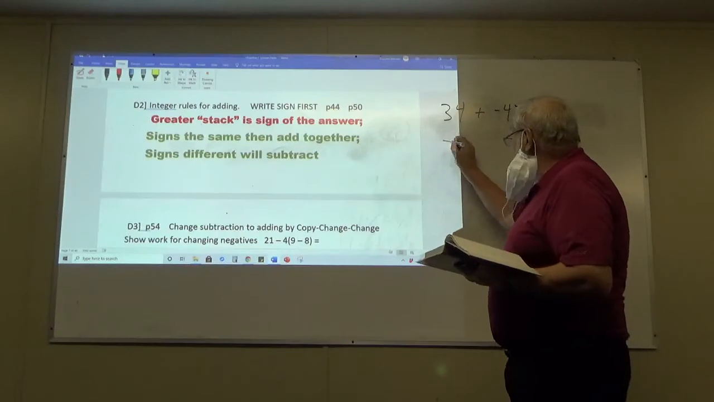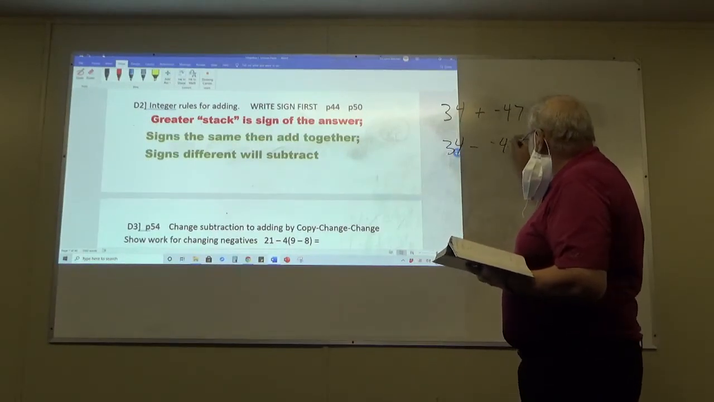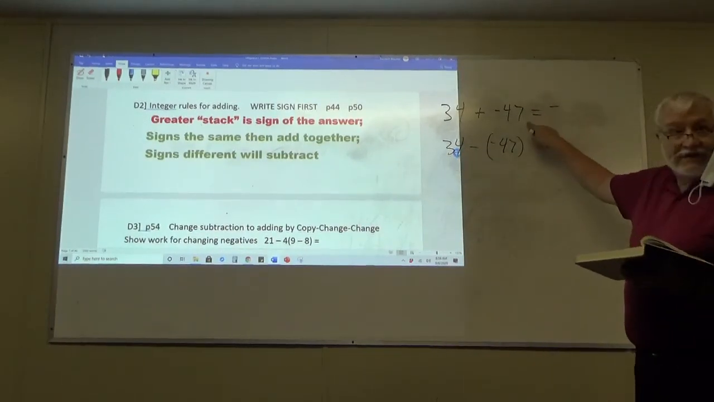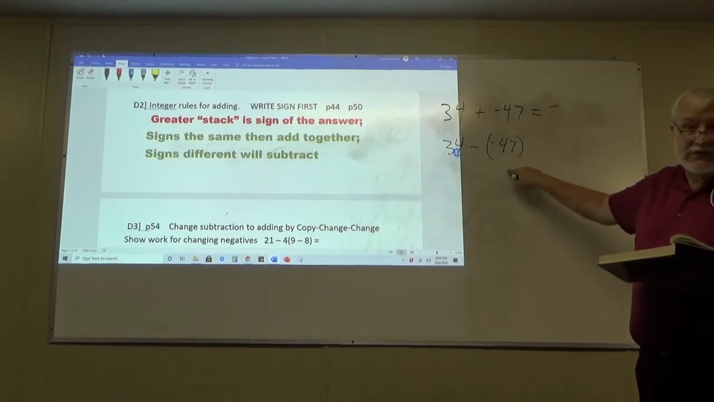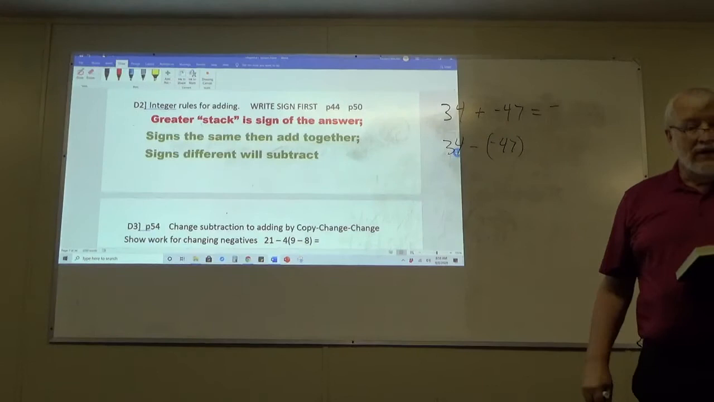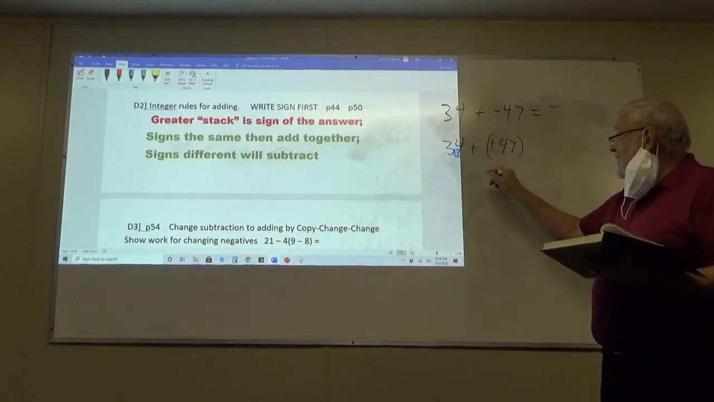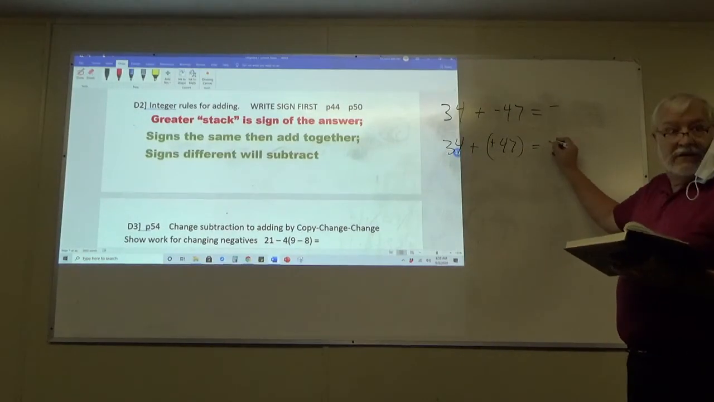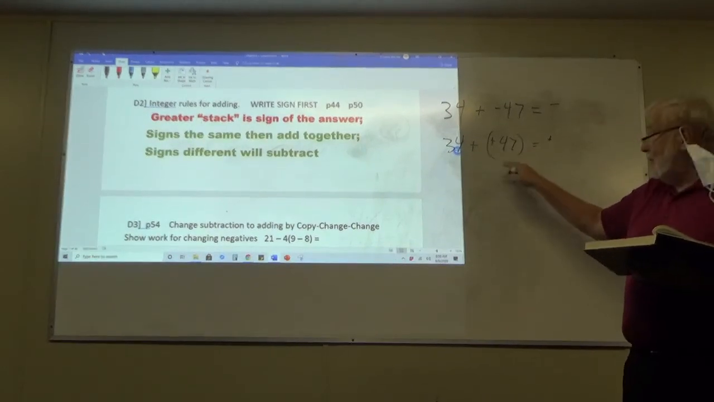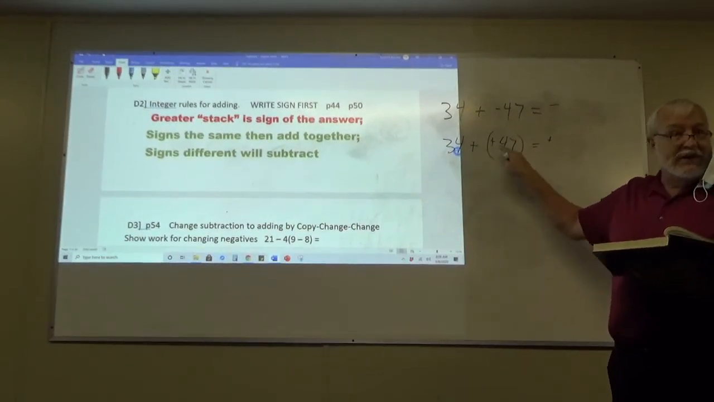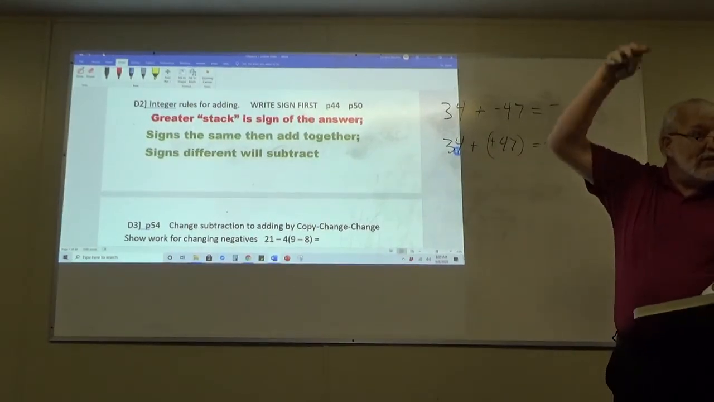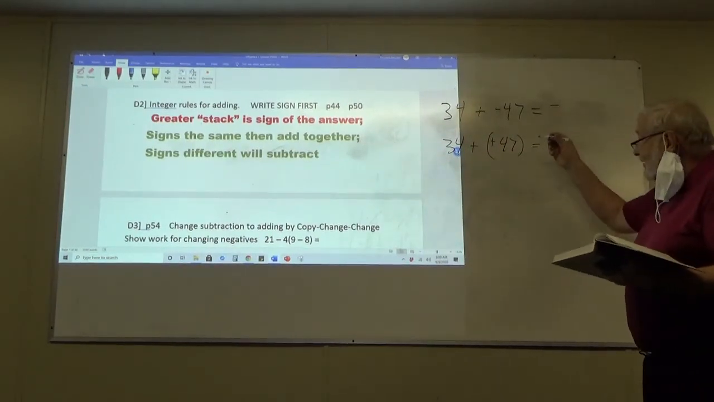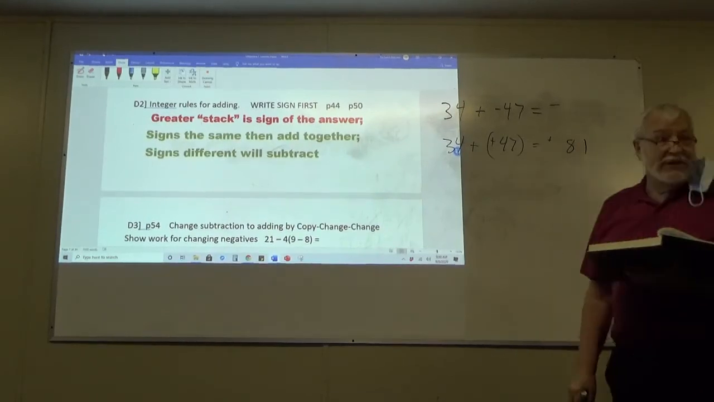Now if I gave you the same problem, and it's a subtraction problem, we're not going to do subtraction, because the skills for subtraction are not simple. So what do we do? Copy, change, change. Now what's the sign of my answer going to be? Positive, because they're equal signs. Now I have this stack of positive integers and this stack of positive integers together, and so what am I going to do with these two numbers? Because the signs are the same, you add them together, and in this case it looks like positive 81. All right?